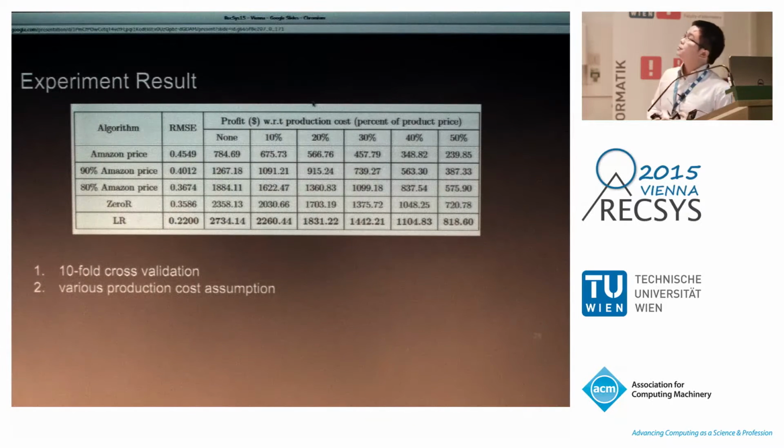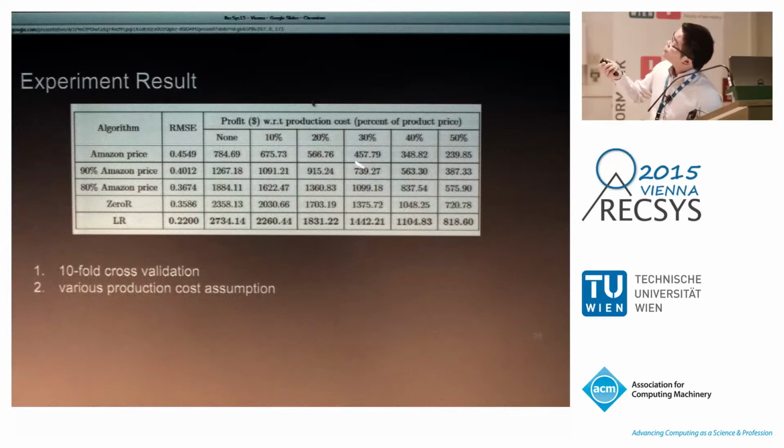And here is the experiment result. We compared 5 algorithms. The first 4 are the baseline algorithms, and the last one is machine learning based, our approach. The baseline algorithms are the Amazon original price, a 90% uniform price applied to all the items, an 80% one, and also ZeroR. This is a very basic machine learning algorithm that uses the mean of the training data as the prediction for the testing data.